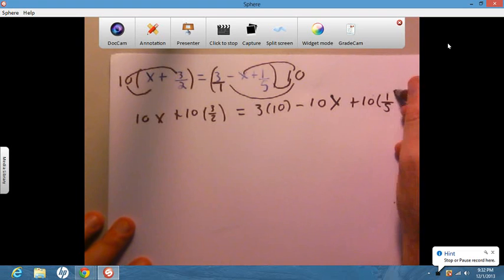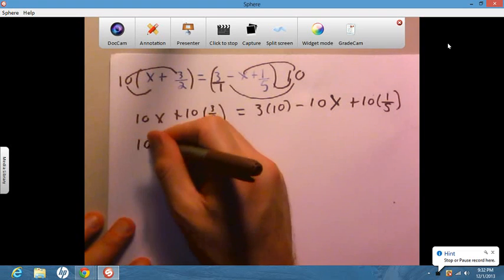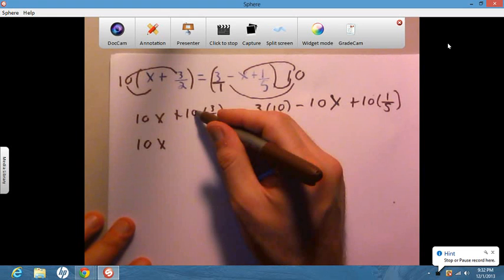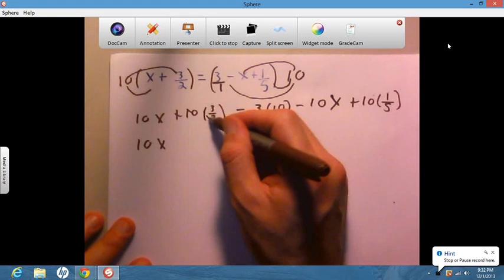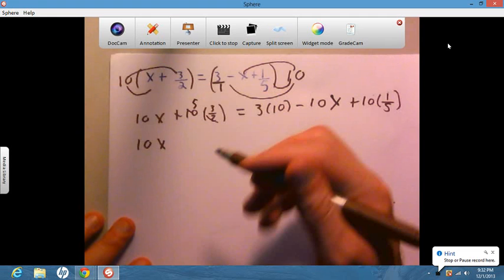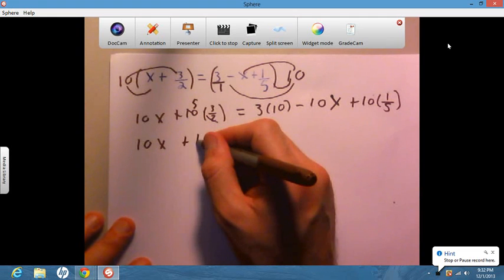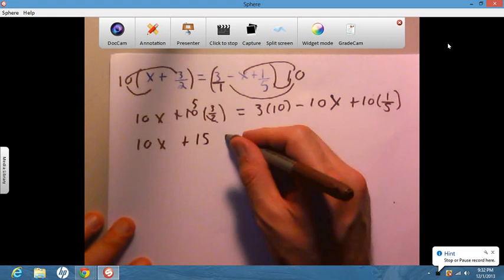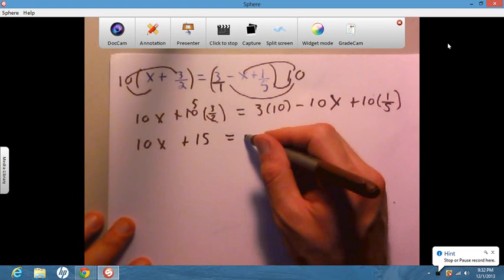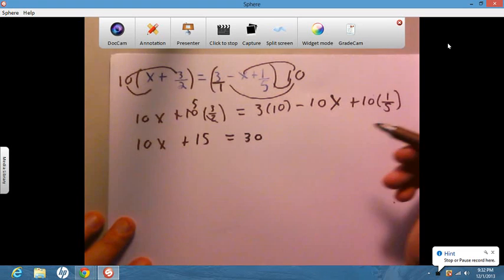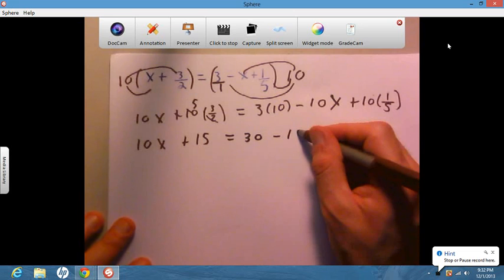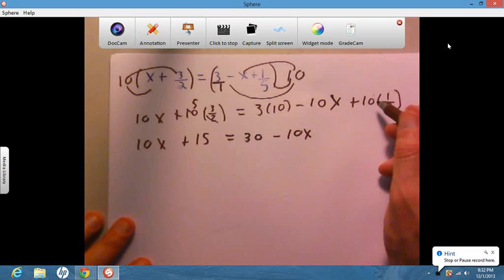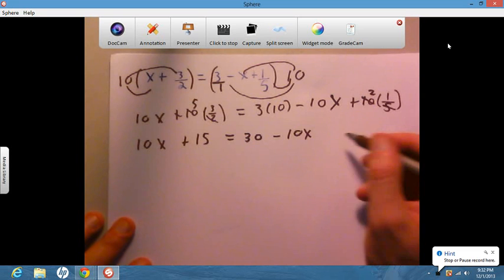Alright, so now what we're going to have is 10x. Now the 10 cancels with the 2 to give me a 5. 10 divided by 2 is 5, and 5 times 3 is going to be plus 15. It is going to equal 30 minus 10x, and 10 cancels with the 5 to give me a 2. And 2 times 1 is 2.